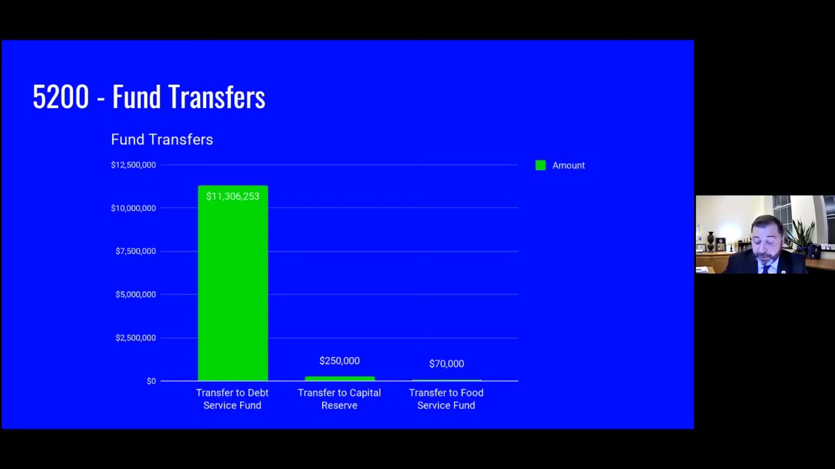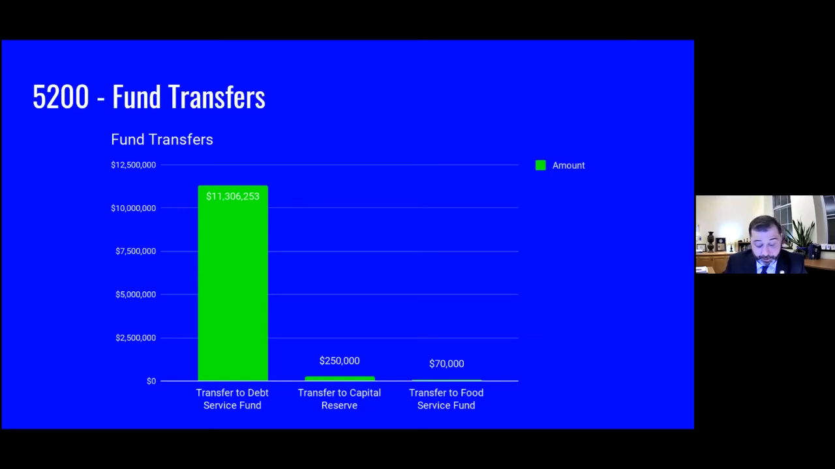The $70,000 transfer to the food service fund, accounting regulations require overhead to be charged to the food service department because we're in-house. And that's a self-operating fund. We transfer them money for their utilities and some of the overhead that goes along with that. So we don't have to charge that back to our students and our parents in lunch prices.